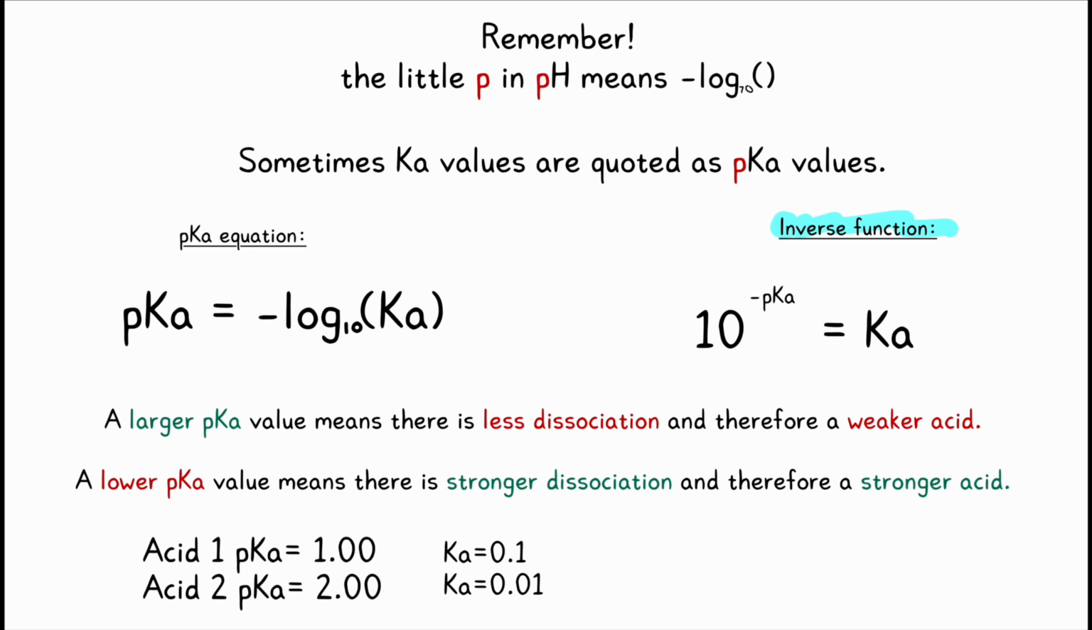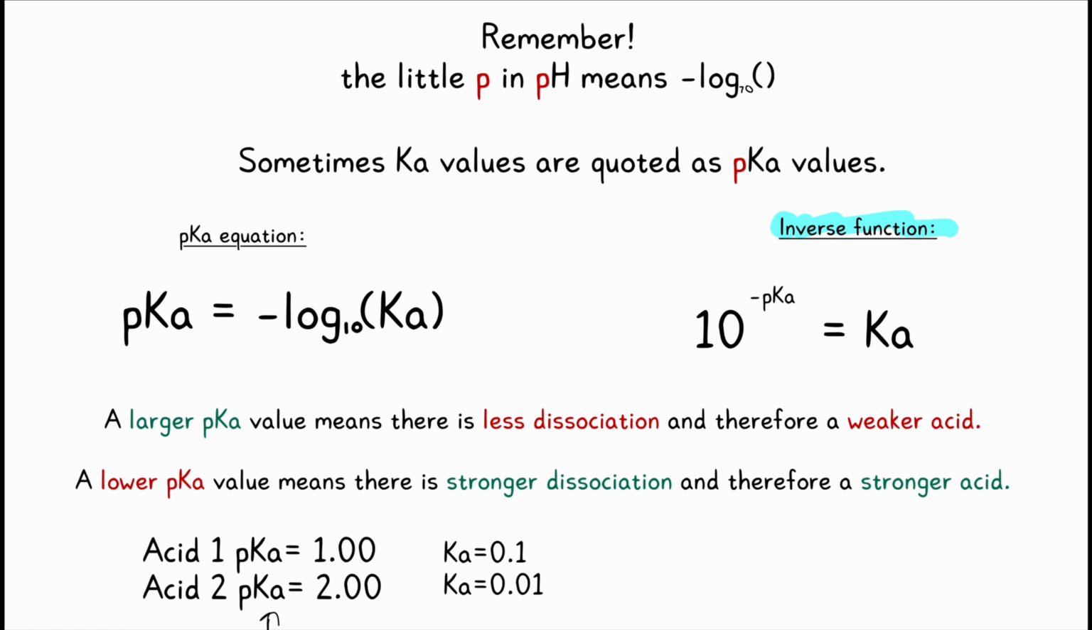And what's different is if you have a larger pKa value, that means there's less dissociation and therefore a weaker acid. And a lower pKa value means a stronger acid, stronger dissociation, and therefore it's a stronger acid. So if you look at the bottom, I have acid 1, which has a pKa value of 1, and acid 2, which has a pKa value of 2. Notice how the bottom one, acid 2, has a larger pKa value.